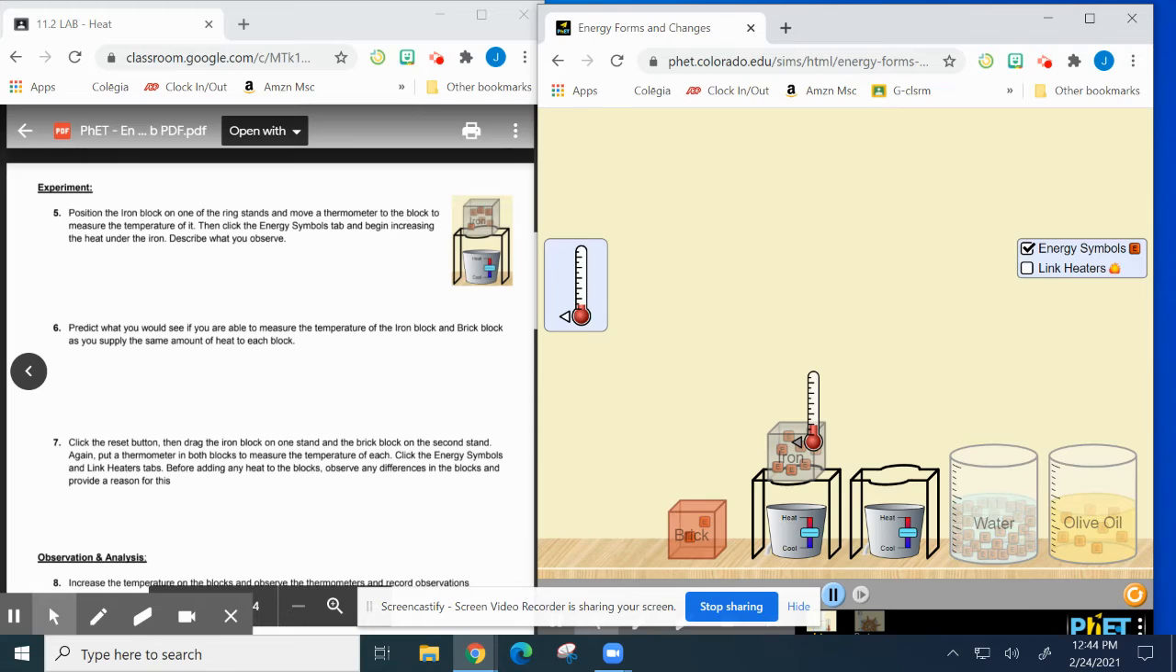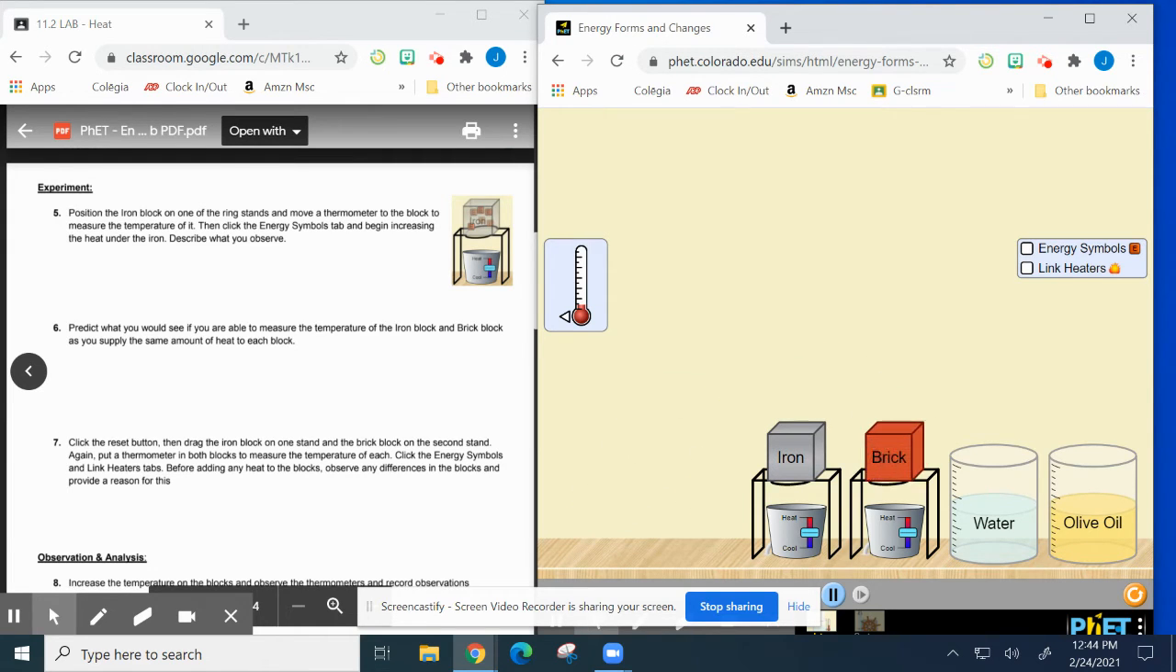It kind of correlates to which one's more of an insulator versus a conductor. We're in electricity now. Conductors tend to heat up faster. Why? Because they conduct energy faster, right? So let's reset it.